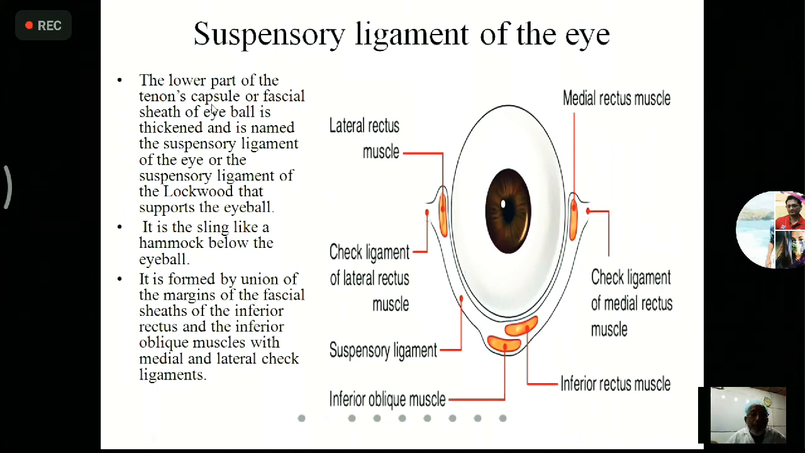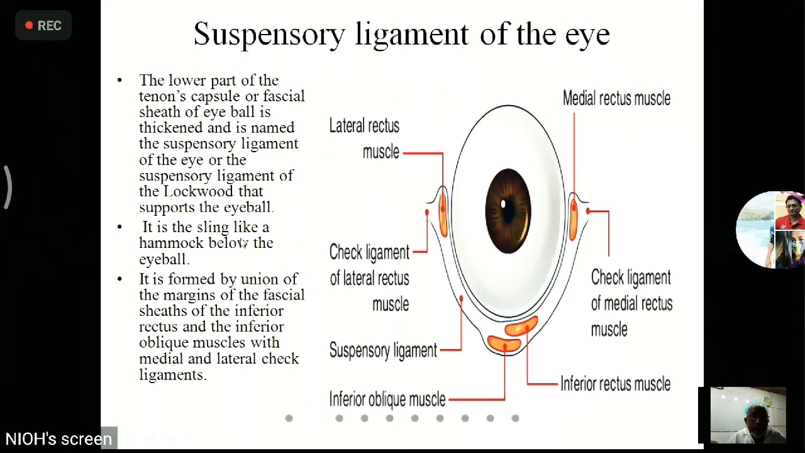Lower part of the capsule, and this is the circle. This circle is below the equator and along with the equator. And this circle is the suspensory ligament, which is formed by the lower part of the Tenon's capsule or fascial sheath of the eyeball, thickened and named the suspensory ligament of the eye, or the suspensory ligament of Lockwood, that supports the eyeball.